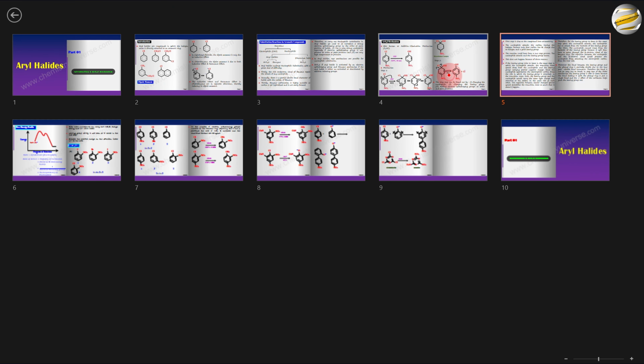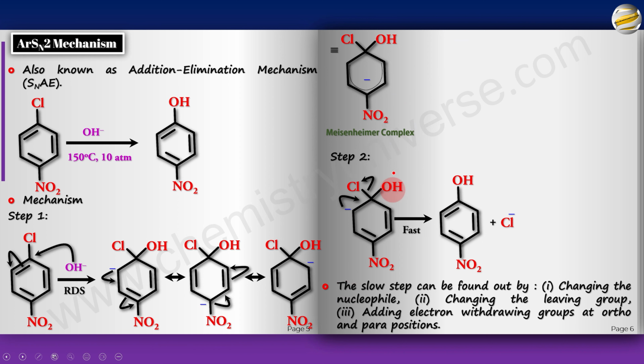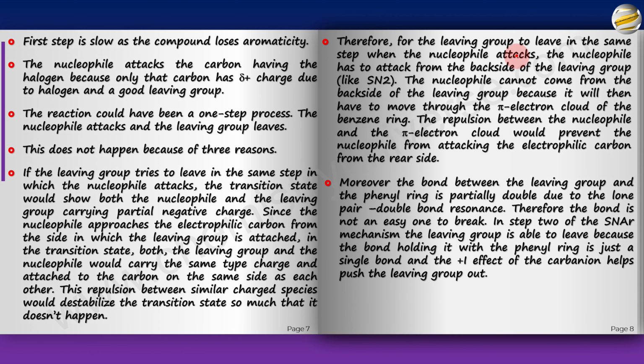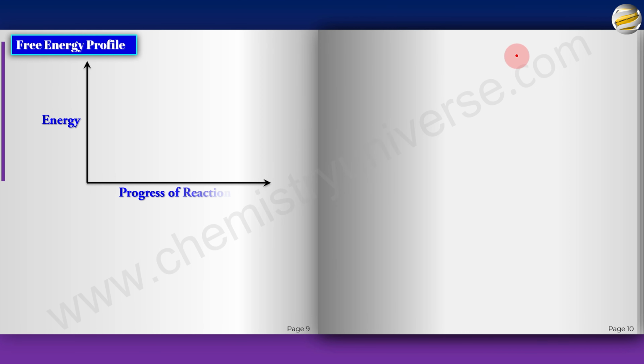Now, if you look at this step 2, you will notice this Cl's lone pair is not conjugated with any double bond. So there is simply no resonance happening. It's purely single. Moreover, the plus I effect of the group would make this Cl leave. Now let's look at the free energy profile. Now in the free energy profile, remember there are two steps. So you have the first step and the second step.